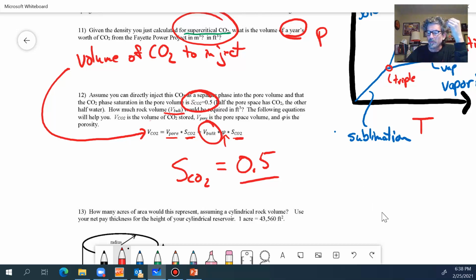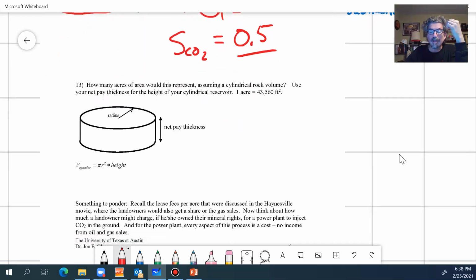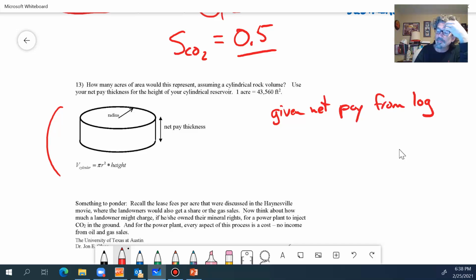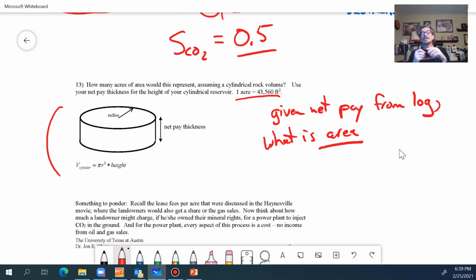And then here's a diagram that we just discussed in lecture. Given the net pay that you figured out from the log, or the strat column, what is the area you need in order to find that total bulk rock volume? And here's a conversion for acres to feet. So how many acres are you going to need to lease, essentially, in order to inject your CO2?